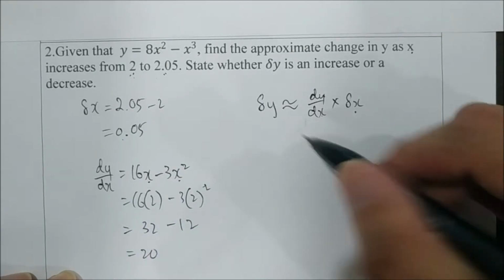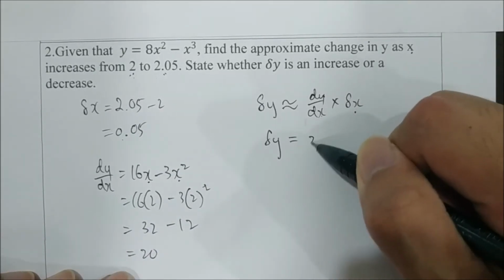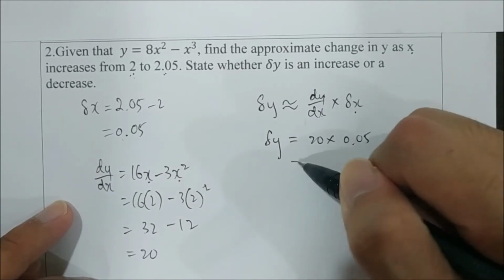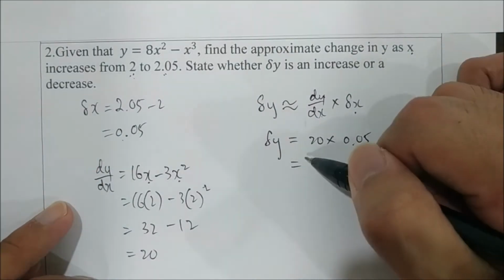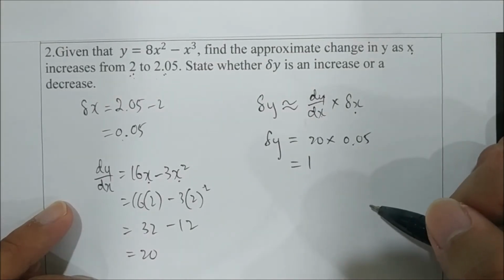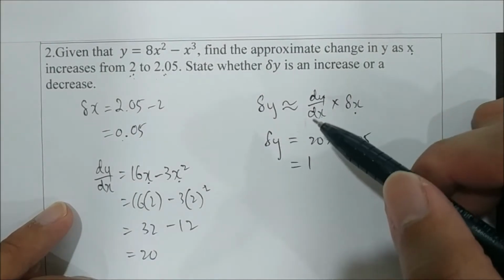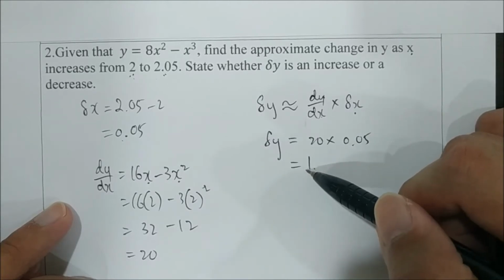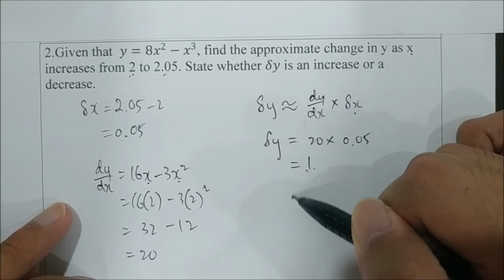Now since we already have a value, delta y equals 20 times 0.05, which equals 1. Hence, the approximate change in y is as much as 1. Since this is a positive value, it is an increase.